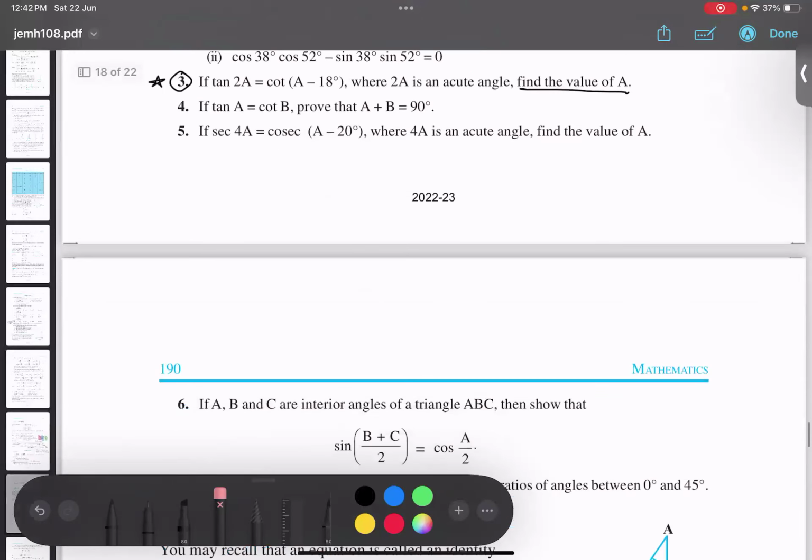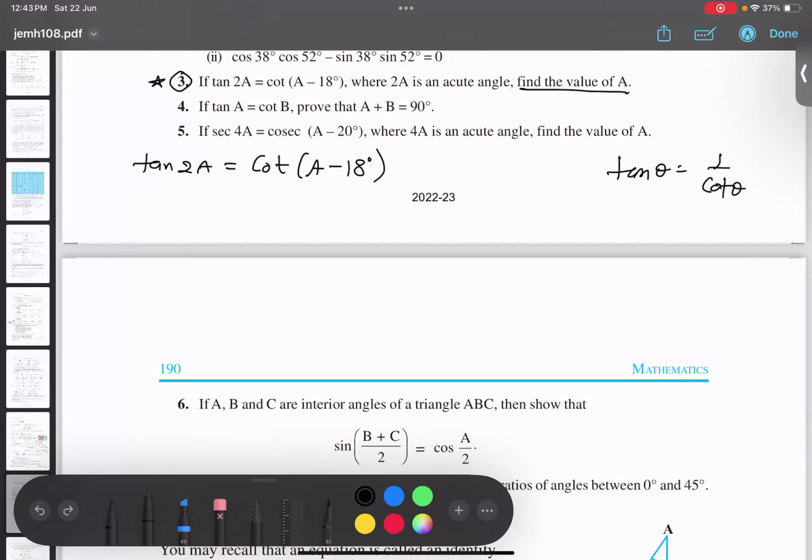So the question is tan 2A equals cot A minus 18 degree. Now, somehow I need to make the ratio the same. So I have to think which property, which formula should I use. One thing is for sure, tan theta can be converted into 1 upon cot theta also. Yes or no? So tan is getting converted into cot. But in this formula, it is going into a fraction. So it is not a good way of doing it.